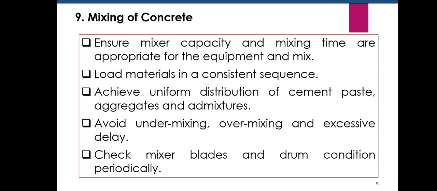After batching comes mixing. The mixer capacity and mixing time should be suitable for the concrete and the equipment. Material should be loaded in a proper, consistent sequence. The purpose of mixing is to obtain uniform distribution of cement paste, aggregates, and admixtures. Undermixing can result in non-uniform concrete, while inappropriate mixing or excessive handling can create other problems. Mixer blades and drum condition should also be checked periodically.